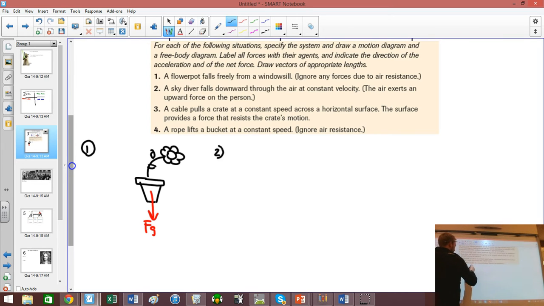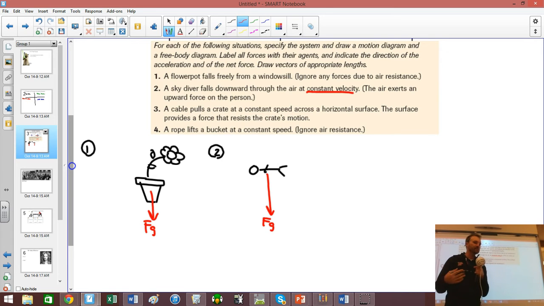Number 2 says a skydiver falling downward through air. Again, this person probably weighs more than the flower pot, so I'm going to draw this arrow longer just to represent a larger force. The air exerts an upward force on the person. Now there's something here, constant velocity. You haven't been introduced to this yet, but whenever something's moving at a constant velocity, that means that the forces are balanced and equal. So the air resistance force is equal and opposite. I'll explain more about that as we go.